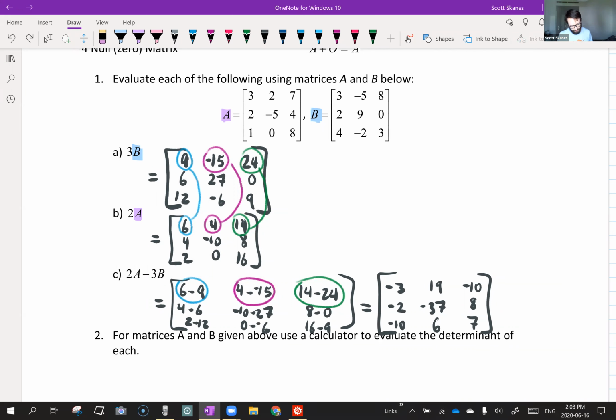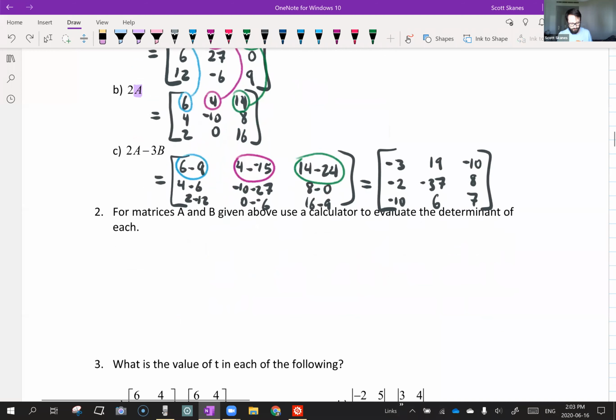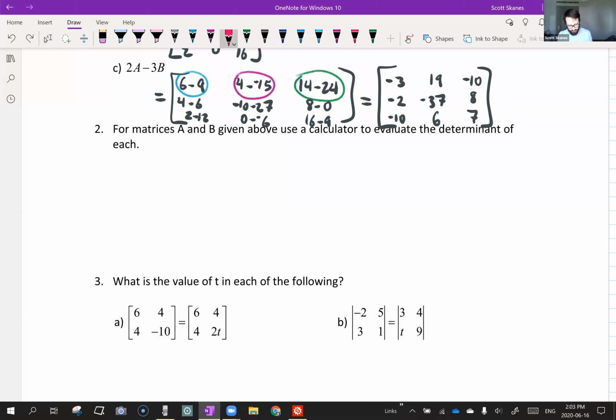Okay? And then it says, for the matrices A and B given above, use a calculator to evaluate the determinant of each. You don't seem to all have a calculator for that, but I'll let you do that for homework. It just means get the determinant of A and get the determinant of B. And the full solutions will be online if you want to check that, okay?